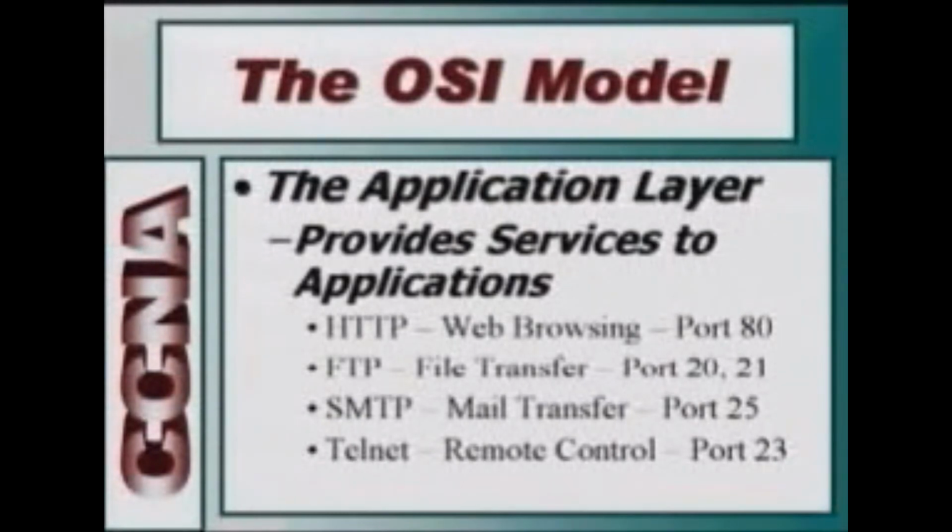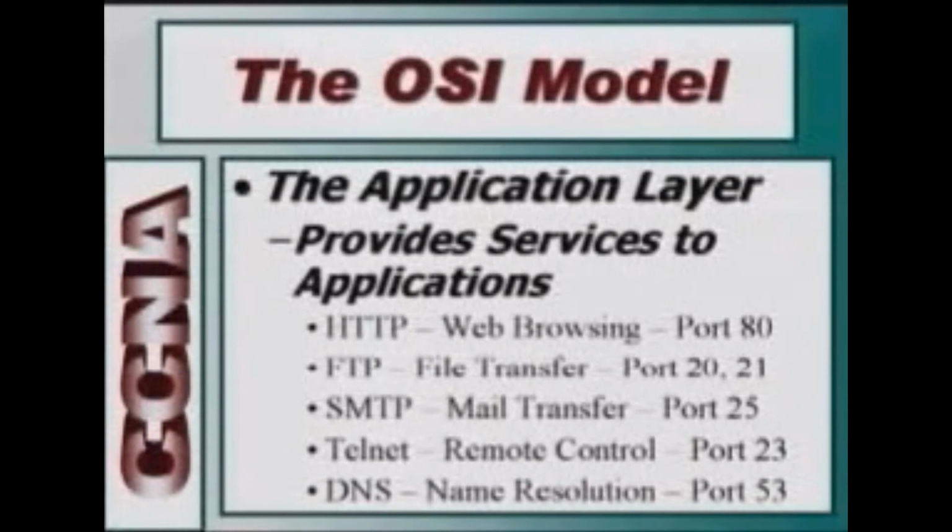Telnet is used for remote control. Administrators use Telnet for remote control of all different types of servers, routers, and switches. Telnet is port 23. DNS, Domain Name Services, which resolves friendly names to IP addresses so that we don't have to remember IP addresses, uses port 53. So those are the most common examples at the application layer. There are actually many more protocols that work at the application layer, but those are the ones that we should know for the test.